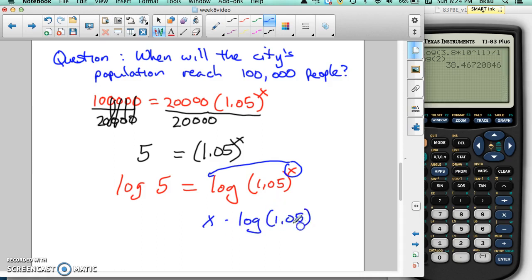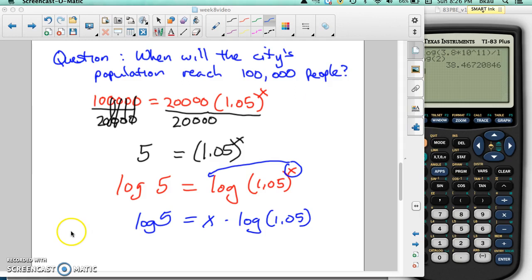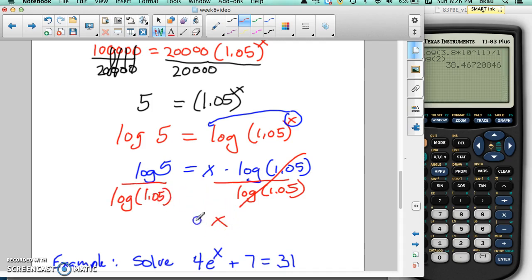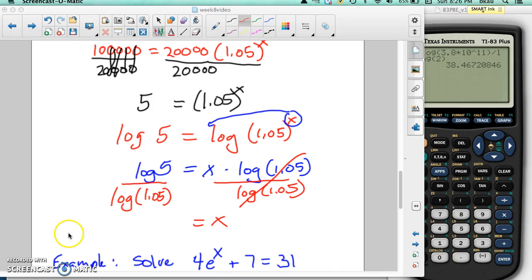Now the log of 1.05 and the log of 5 are both just numbers. So we can now divide those numbers together. We can put them all on one side together and divide each side here by log of 1.05 to reduce this side just down to x, and this side over here will be just two logarithms that are divided, and we can figure that out in our calculator. So x is going to be that value.